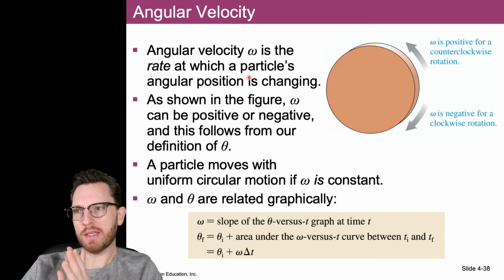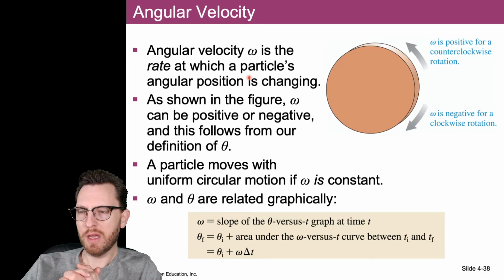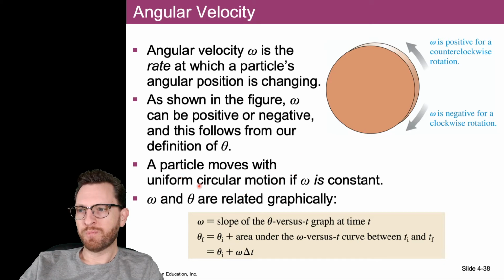We're going to use a sign convention here. As shown in the figure, this angular velocity can be positive or negative. If it's positive, it means that the object is rotating in the counterclockwise direction, and a negative omega means it's rotating in the clockwise direction. And a particle moves with uniform circular motion if omega is constant. So if it has a fixed omega, it's just rotating around with that fixed omega, and it does that for all of time.